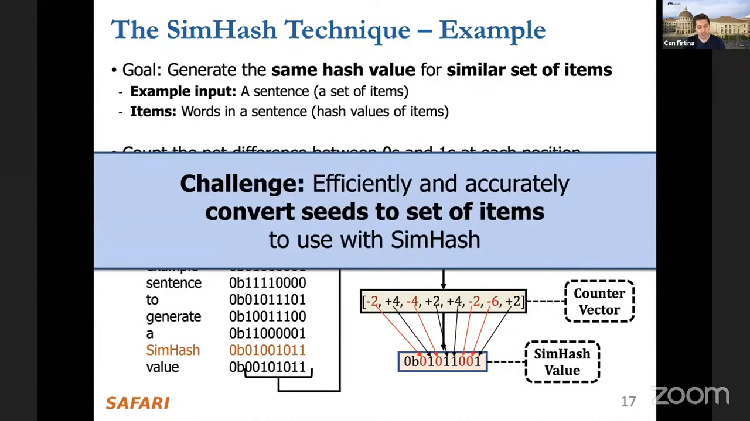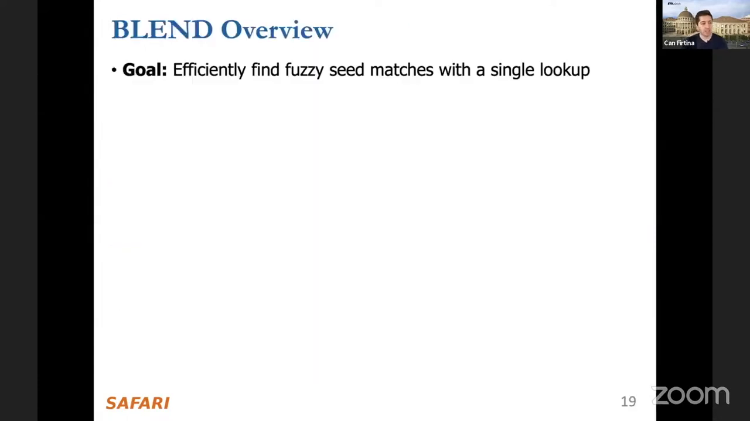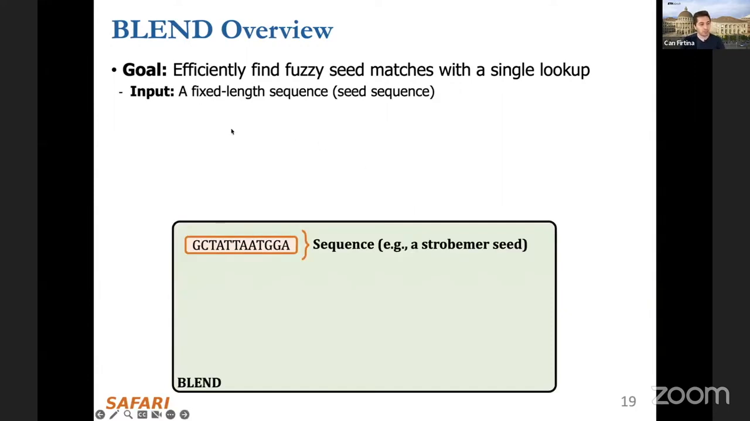So the challenge here is to efficiently and accurately convert these seeds to a set of items to use with SimHash. This is where Blend comes into play. This is the overview of Blend, and in Blend, our goal is to efficiently find fuzzy seed matches with a single lookup of hash values. The input that we provide to Blend is a fixed length sequence, a seed sequence. This could be a k-mer, a minimizer sequence or a stopmer sequence. It doesn't really matter. This is essentially an input sequence that we want to generate the hash value from.